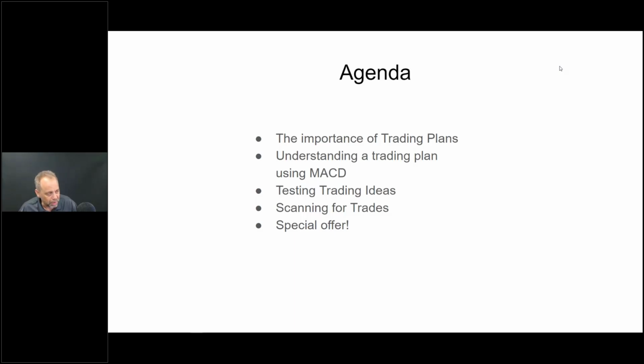So, anyway, what I want to talk a little bit about is the importance of trading plans. To do that, I want to help you understand a trading plan. I'm going to teach you the MACD indicator, talk a little bit about how it's calculated and three popular methods for using it to identify trades. We'll talk about testing different trading methodologies and how that works, and then also how to scan for trades. So those are what we'll be going through.